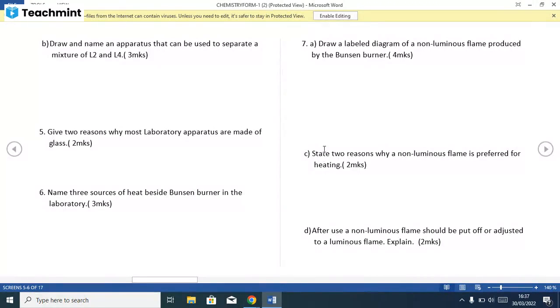since the question says to state 2 reasons why a non-luminous flame is preferred for heating. So I have said, when answering, talk about the non-luminous, then luminous. Because we prefer non-luminous. We prefer non-luminous. Non-luminous flame produces much heat. Then luminous flame.